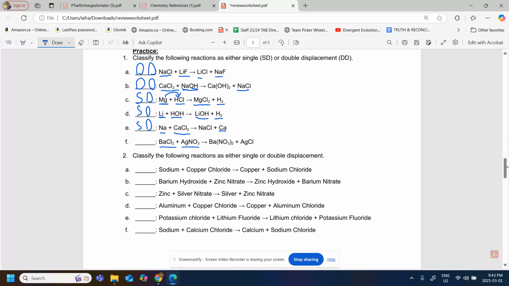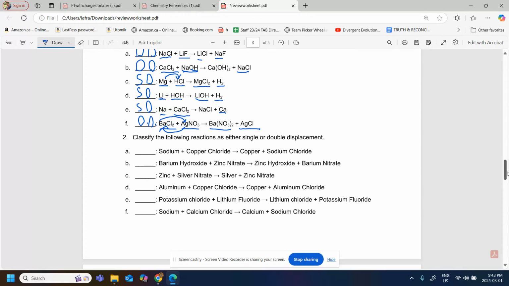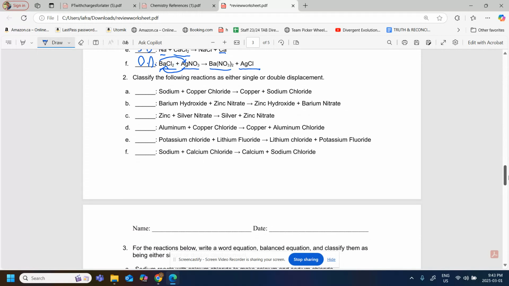Here two compounds reacting, we simply switch partners. Barium is with nitrate now, silver is with chlorine now, so that's a double displacement. This is a similar exercise, just with words instead. It's the same approach. You have an element reacting with a compound. The sodium kicked the one element out of the compound. Now copper's alone and sodium's in the compound, so we have a single displacement because somebody is left alone.